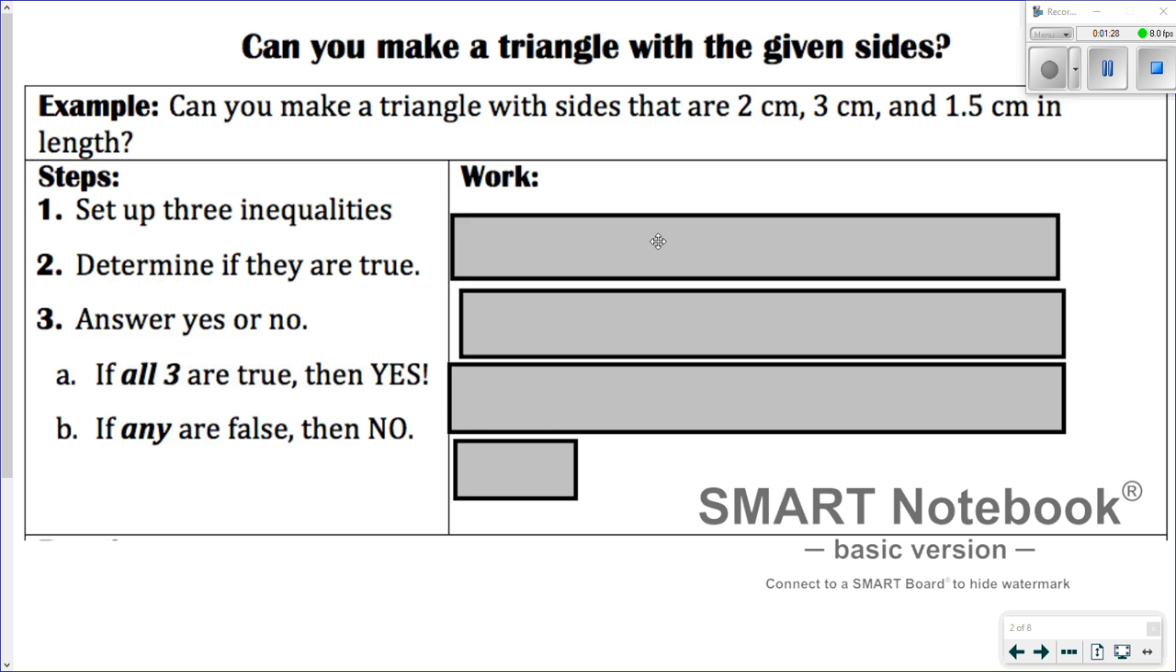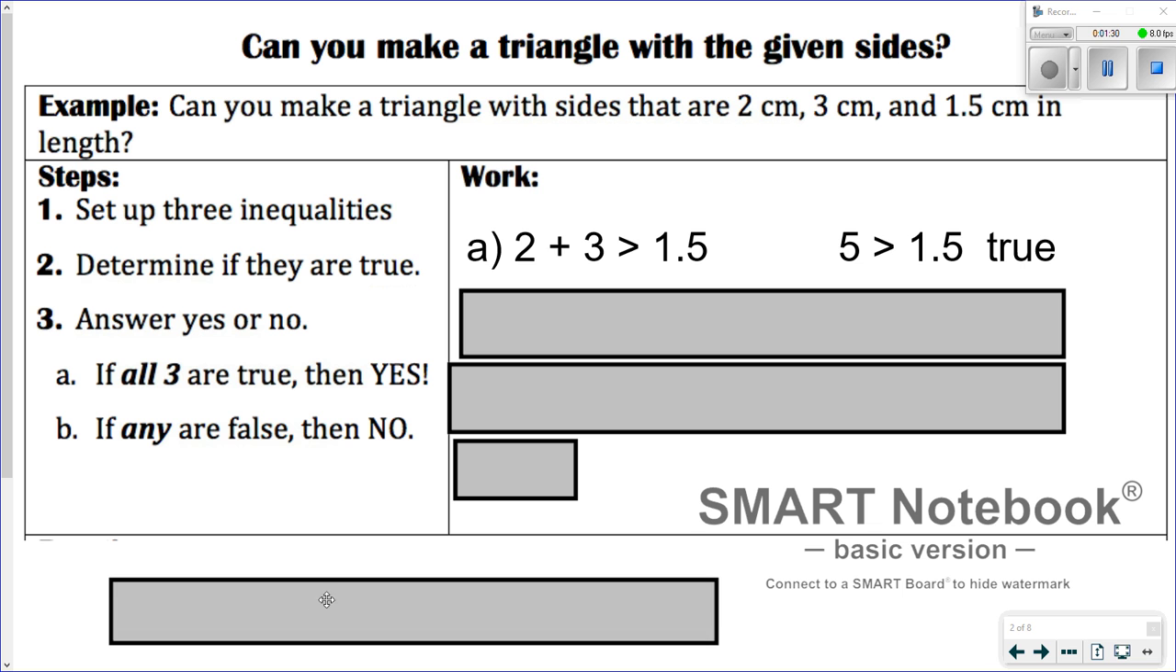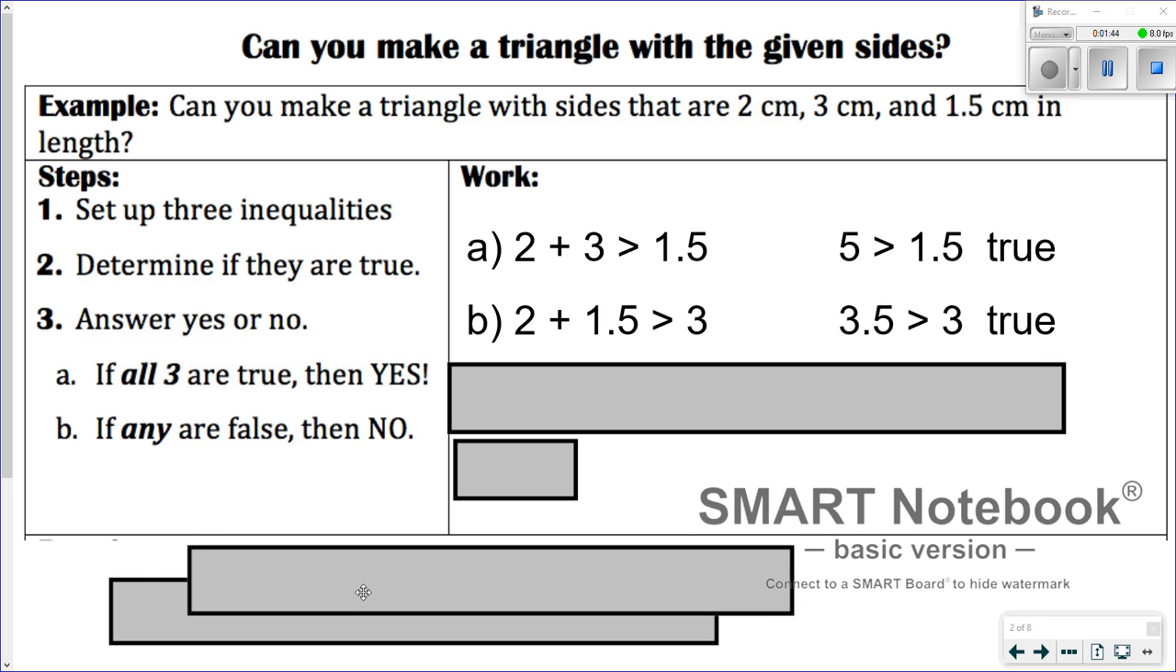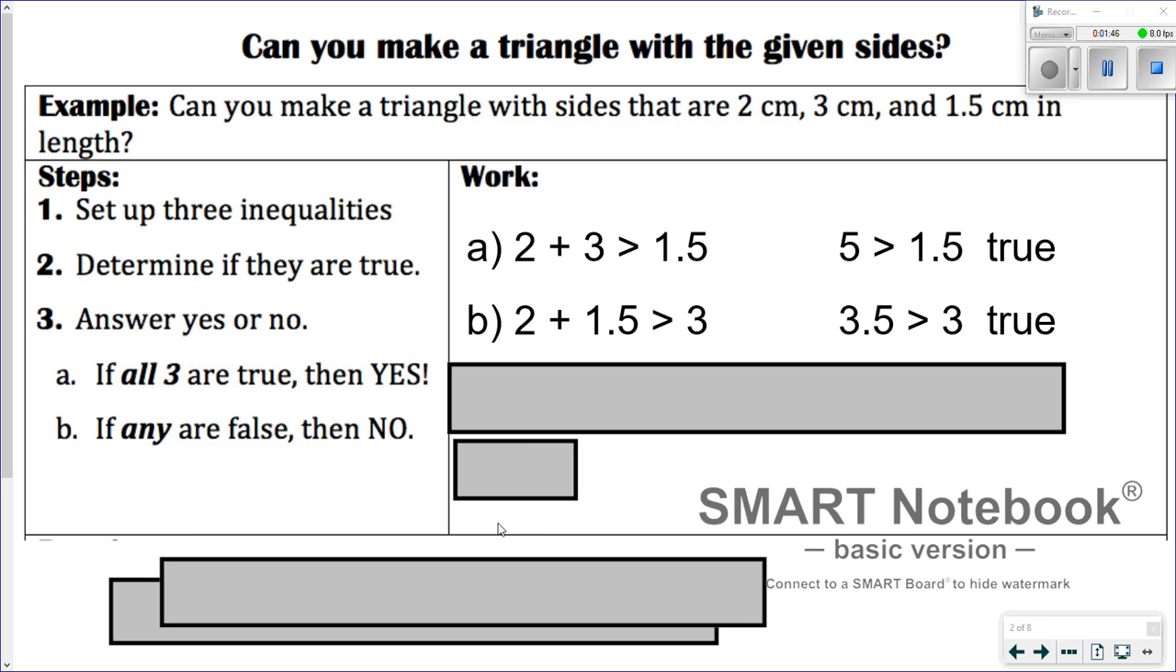So I'm going to show you the first one. You set up two of the numbers, 2 out of 3 numbers, you add them together and make them greater than the third side. In this case, 2 plus 3 is 5, and 5 is greater than 1.5, so it's true. You do another one, because you set up 3 inequalities. Second one, you add up one of the sides and another side, and then set it greater than the third side, which we had as 3. Notice that 3.5 is greater than 3, which is true.